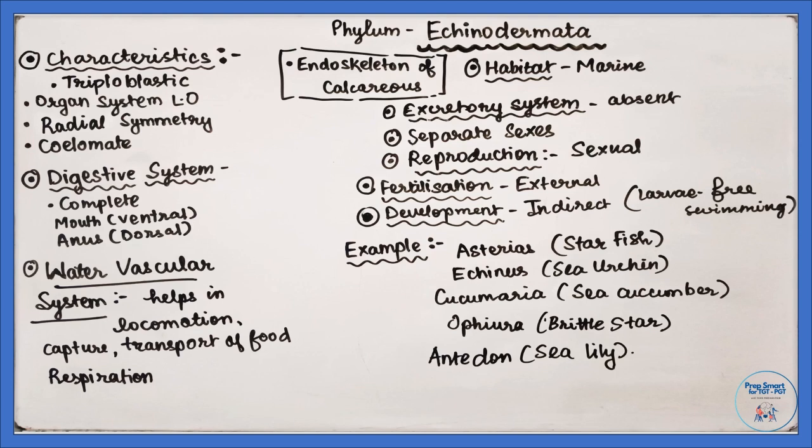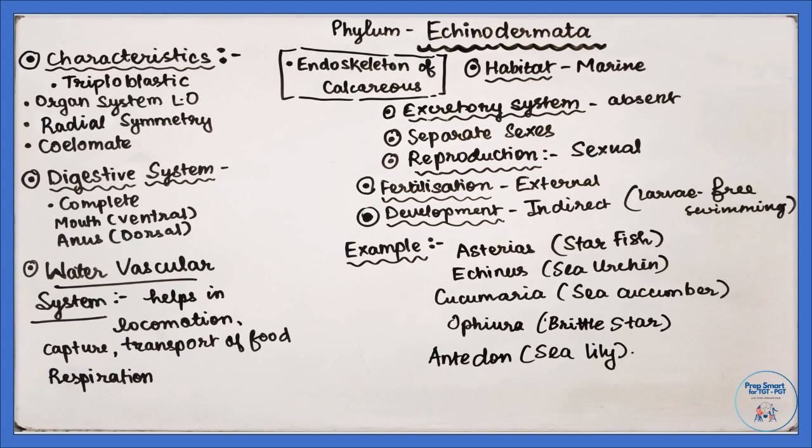It is a group of exclusively marine spiny-skinned animals. They have an endoskeleton of mesodermal origin, of calcareous nature. The basic characteristics are they are triploblastic with organ system level of organization, show radial symmetry as adults, while larval forms have bilateral symmetry. They are coelomate. The digestive system is complete, having a ventral mouth and dorsal anus.